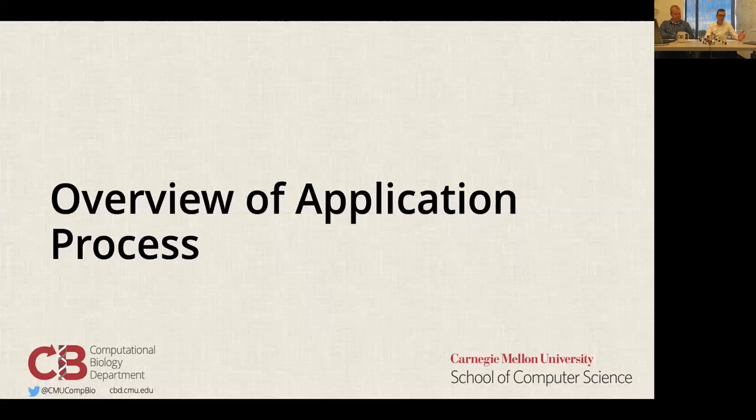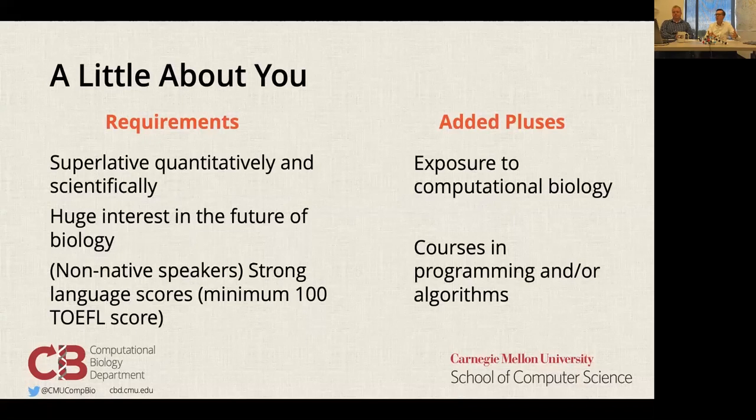We thought we'd give an overview of the application process: what are we looking for? What should be a little about you if you think this would be a good fit? We want students who are first and foremost superlative quantitatively and scientifically. We want you to have a huge interest in the future of biology, because we're going to put you through the wringer in a lot of biology and computational biology coursework for a couple of years, with the intent that we want you to be the future leaders of the field, and potentially make a ton of money and endow us some professorships here later, right, Josh?